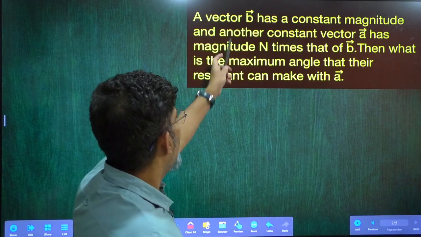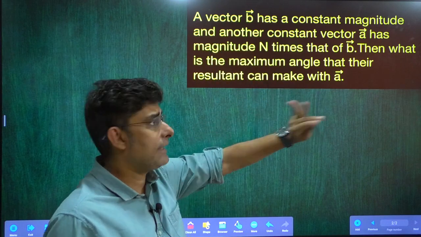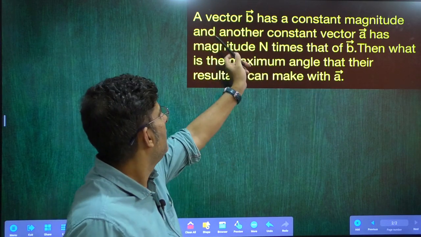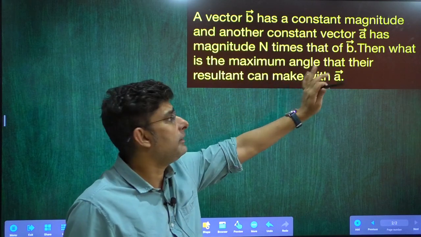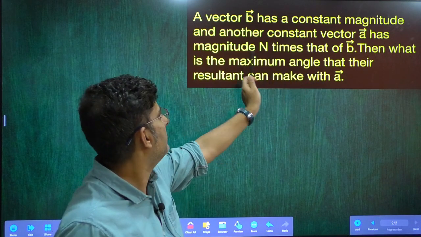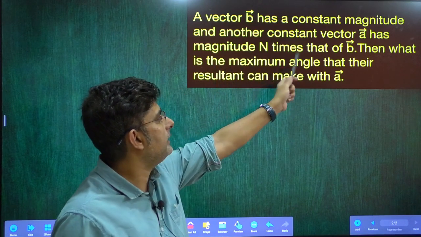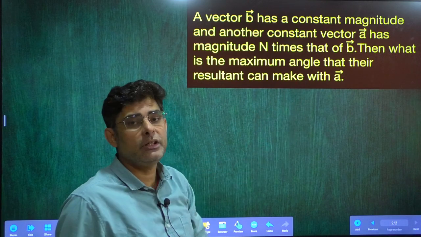Let's see. A vector B has a constant magnitude. They have said that one vector is there whose magnitude is constant. They have not said anything about the direction. It can be variable. But there is another constant vector A. Now when they are saying constant vector A, it means its magnitude and direction both are constant. Now they have also given that the magnitude of A vector is n times that of B vector. Then what is the maximum angle that the resultant can make with A vector?